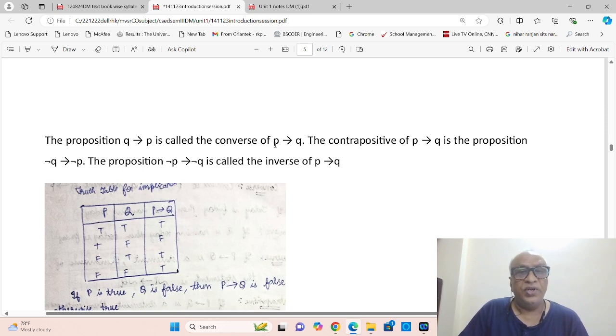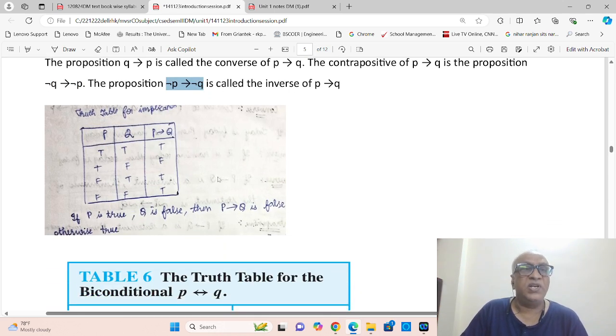So if P implies Q is there, and if we write Q implies P, that is called the converse of P implies Q. If P implies Q is there, and if you write not Q implies not P, then it is called the contrapositive. And if you write not P implies not Q, then it is called the inverse.